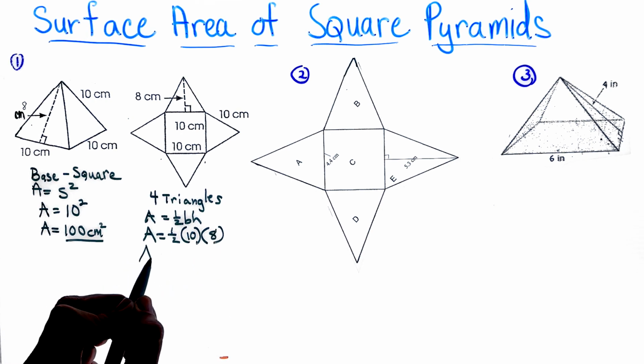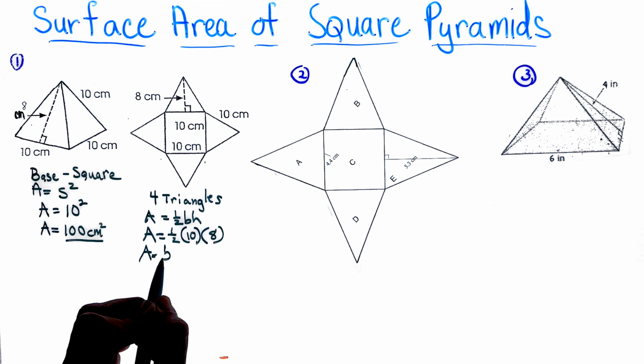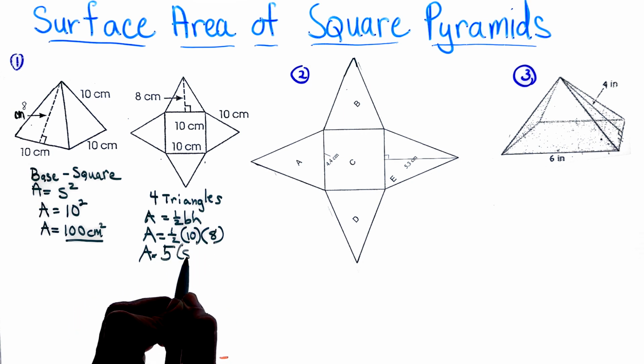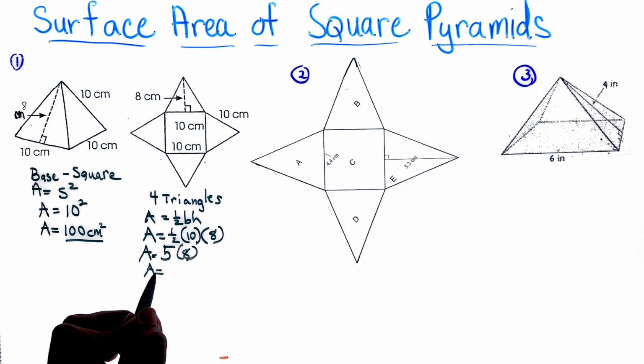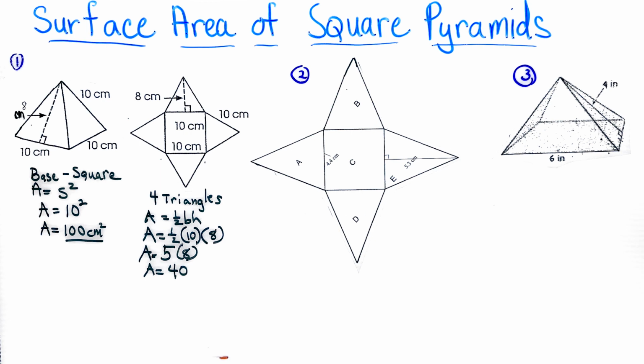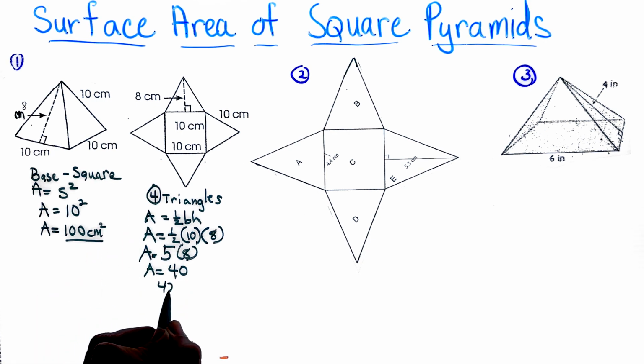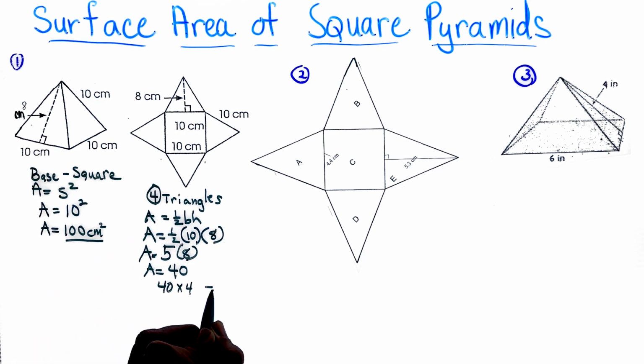So now area is equal to 1/2 of 10 is 5. And we're going to multiply that times 8. So for one triangle, just one, it is 40 centimeters squared. But remember, we must multiply this times 4 because we have 4 of them. So 40 times 4 is equal to 160 centimeters squared.